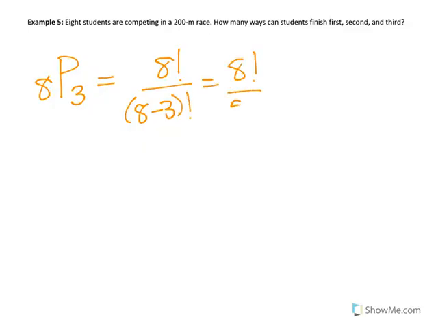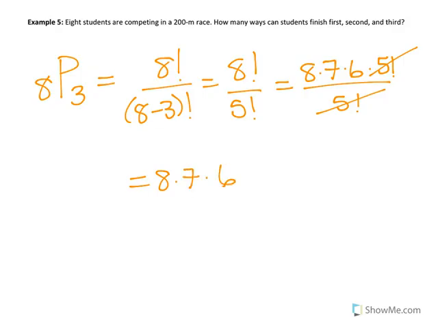So for instance, 8 students are competing in a 200-meter race. How many ways can students finish first, second, and third? So the order matters. Who gets first, who gets second, who gets third. So it is a permutation because of that. We have 8 students, we're picking 3 of them. So that's going to be 8 factorial over 8 minus 3 factorial, which is 8 factorial over 5 factorial. So we could rewrite this as 8 times 7 times 6 times 5 factorial over 5 factorial. And we're left with 8 times 7 times 6, which is 336.